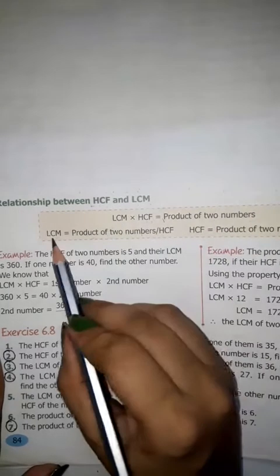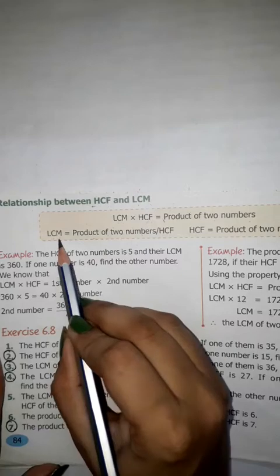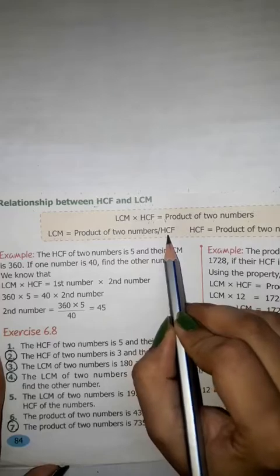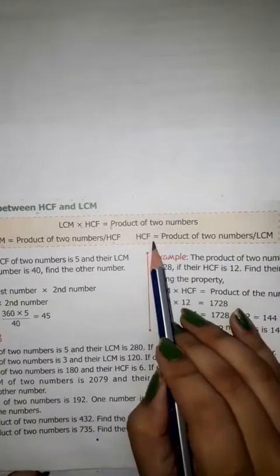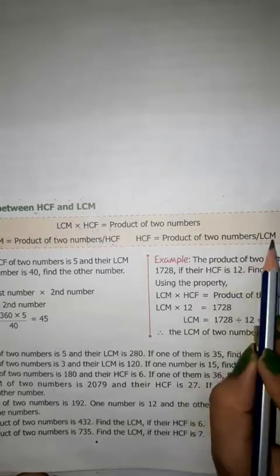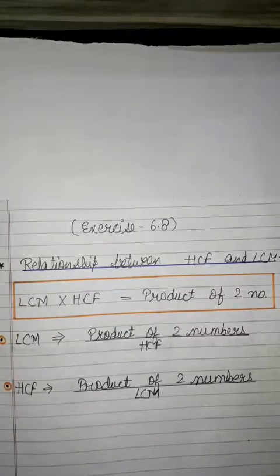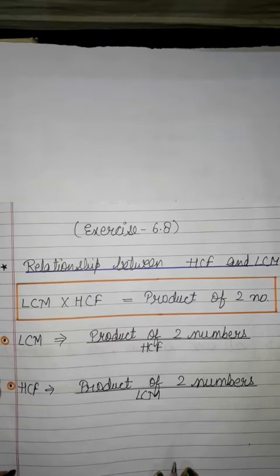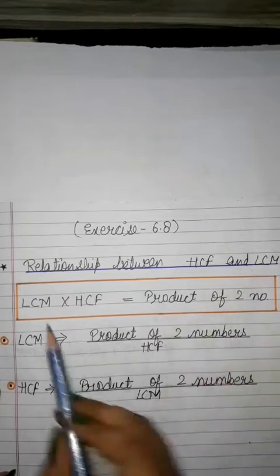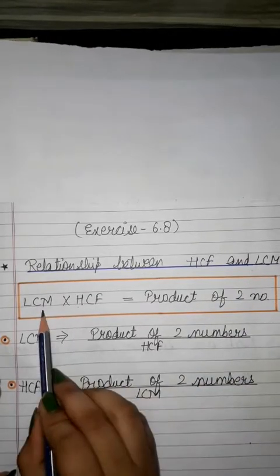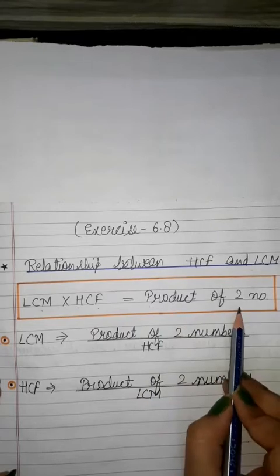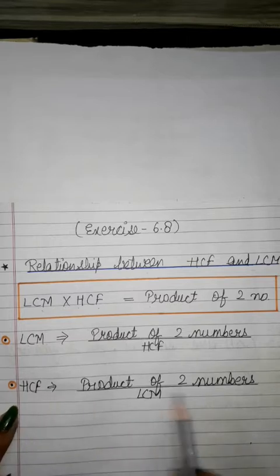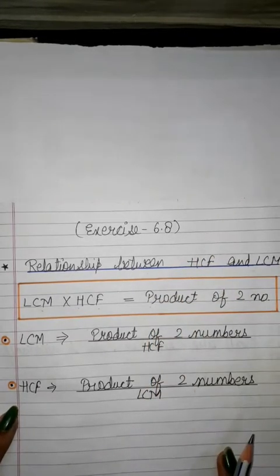And if LCM is missing, if you have to find the LCM, then the formula becomes the product of two numbers divided by HCF. And if you need to find the HCF, the formula becomes product of two numbers divided by LCM. So children, before starting the exercise in the notebook, you will be writing all these formulas. The relationship between HCF and LCM is that the product of LCM and HCF is equal to the product of two numbers. If you need to find the LCM, the formula is here. If you need to find the HCF, the formula is here. So you will be writing this in the register.